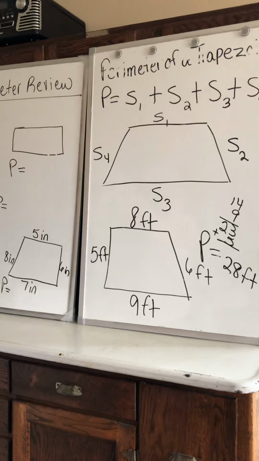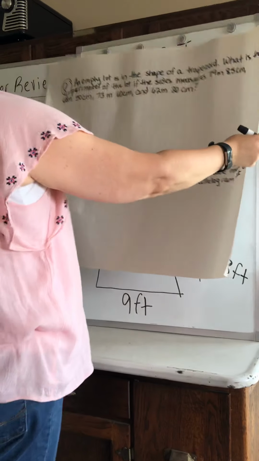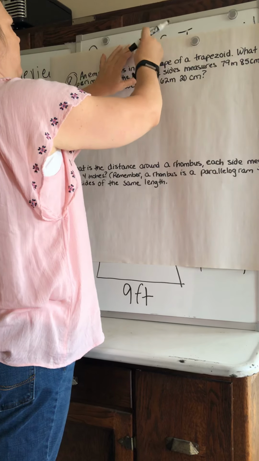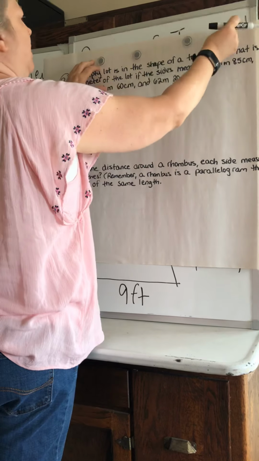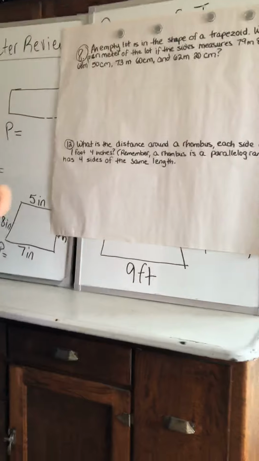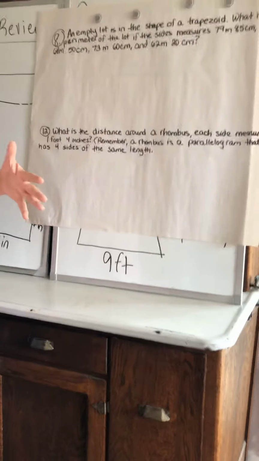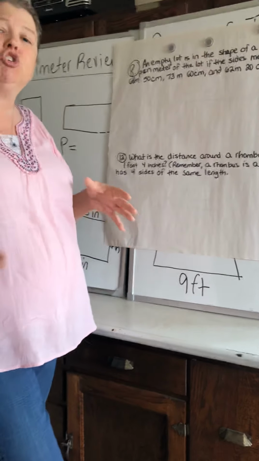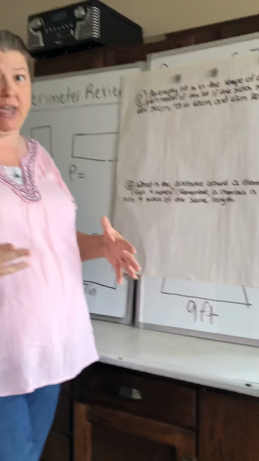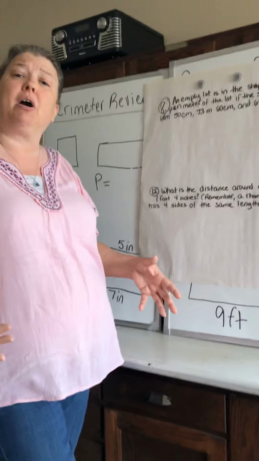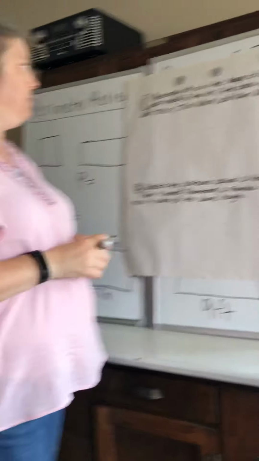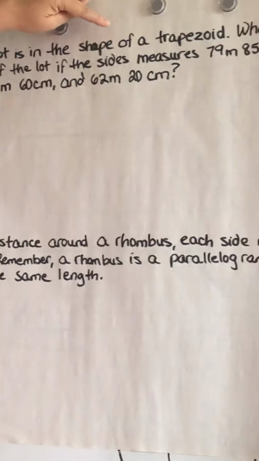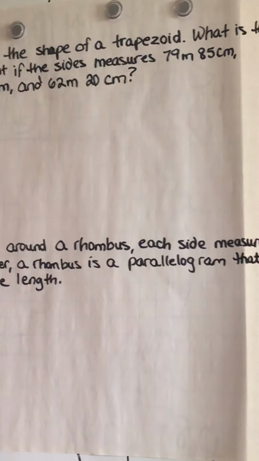Two more story problems. Okay, so this one's going to be number 8. And when you're reading a story problem, I want you to be aware of what shape they're saying this is going to be in. Because they are going to give you some kind of clue on what kind of shape it's going to be. So if I read number 8 and I say an empty lot is in the shape of a trapezoid. Well, there you go.